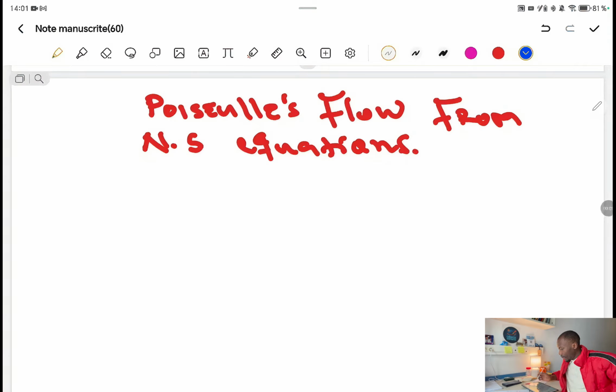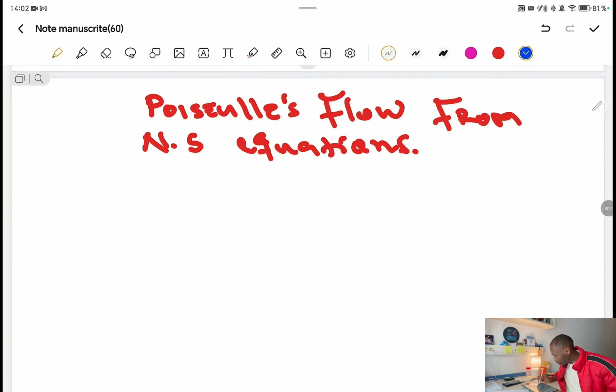Welcome to one of our lessons today. I'll be talking about Poiseuille's flow, deriving it from the Navier-Stokes equations. That's a well-known study of Poiseuille. If you're studying fluid mechanics, dynamics, and so on, you'll end up studying Poiseuille's equation and the Navier-Stokes equations.